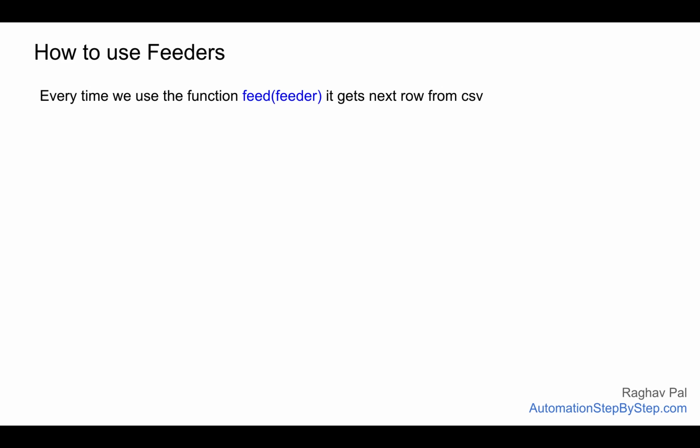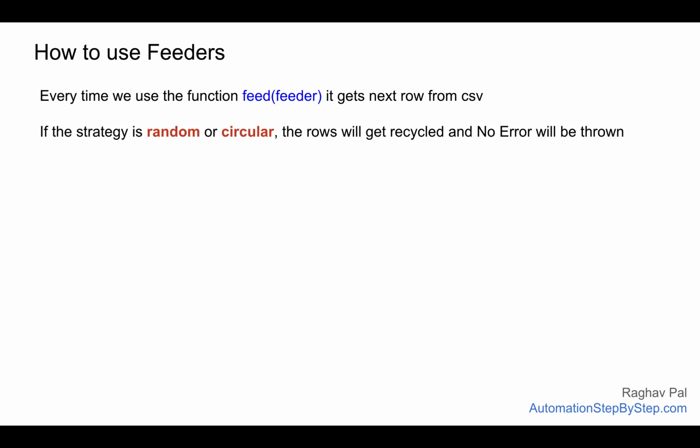Now some important notes: whenever we call the feed function, it will go to the next row of the CSV file. This I have already shown you. Whenever I call the feed function, it goes to the next line, and if the strategy is random or circular, it will recycle and no error will be thrown. So we have already seen these 2 strategies, and then we can also increase user load, and then users will use multiple data from the CSV file also, and this we have checked.